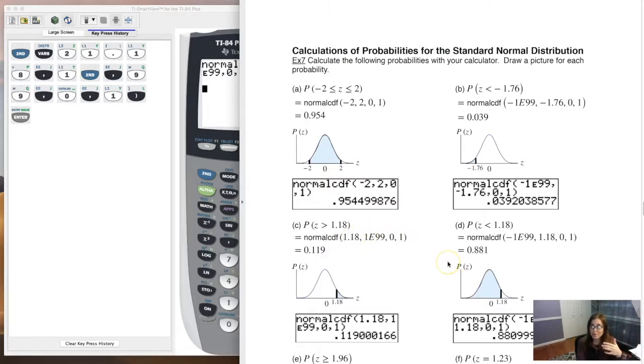So we're going to practice them a little bit more with D, E, and F. I recommend trying it on your own first and then seeing if your answers match mine. All right, see you in a few, bye.